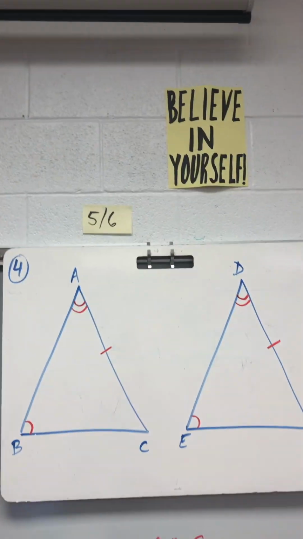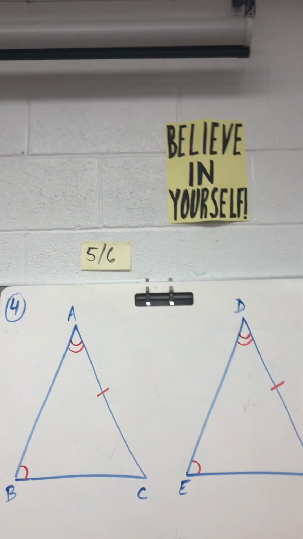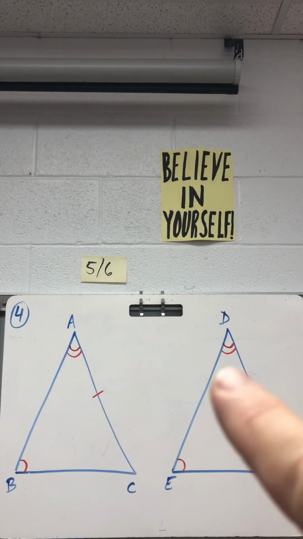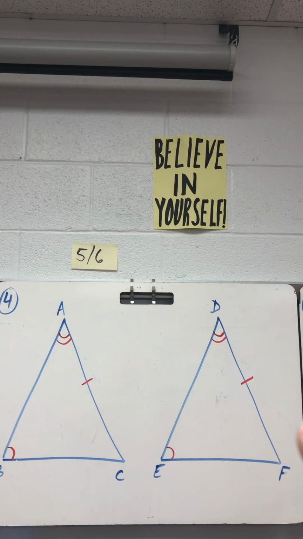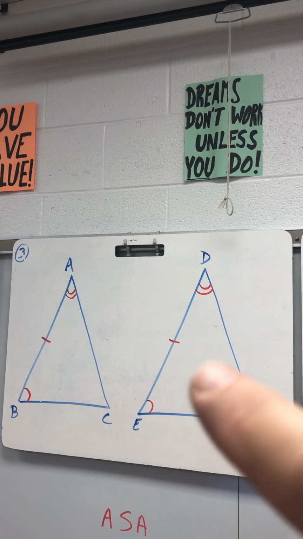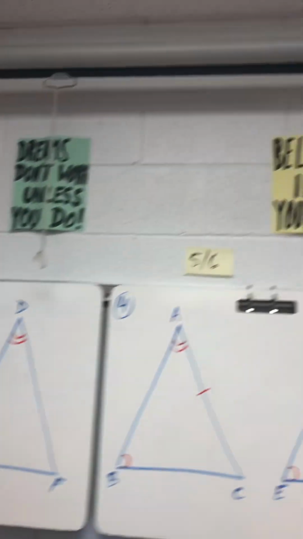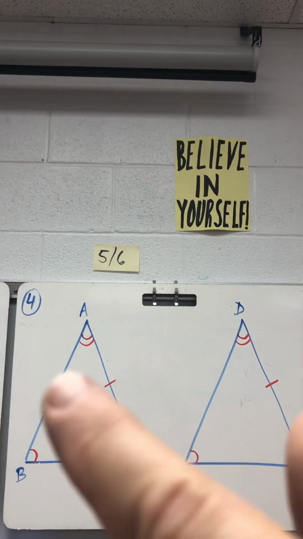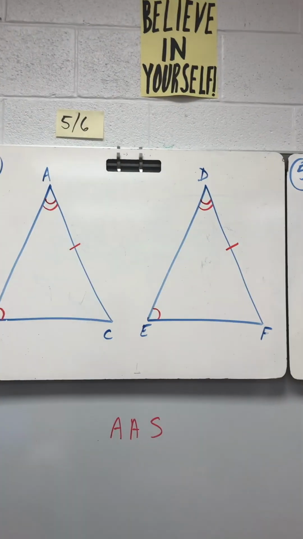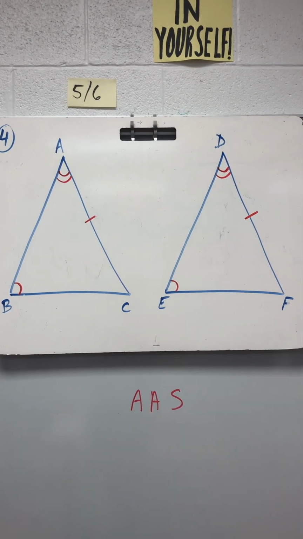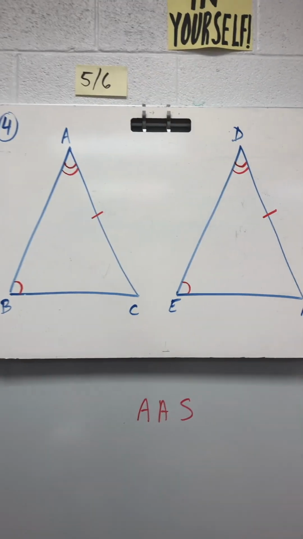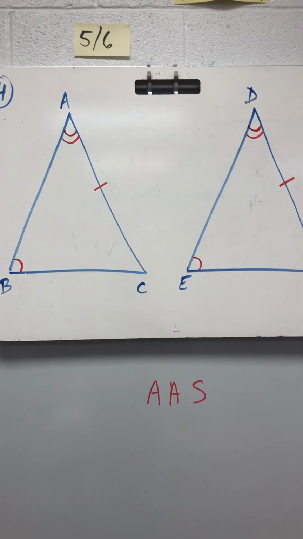Okay. Over here, you have two angles equal to each other. This angle equal to this one, this angle equal to this one, and this side equal to this side. Notice that unlike this one, where the side is in between the angles, this time the side comes after the two angles. We call that angle angle side, AAS. Now, those are the four main options.